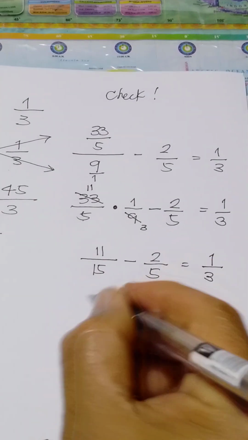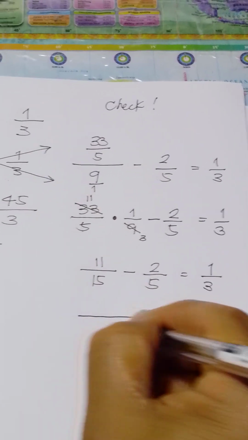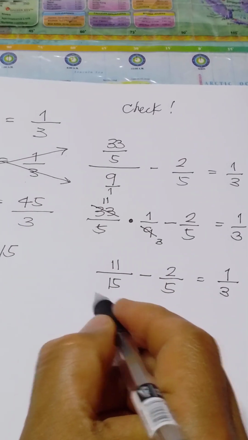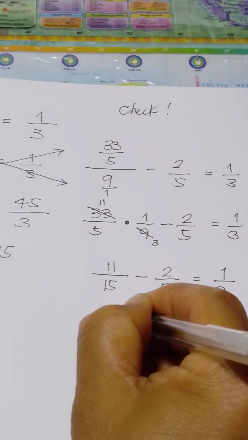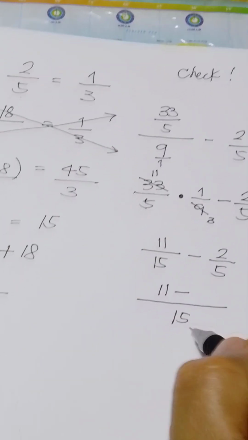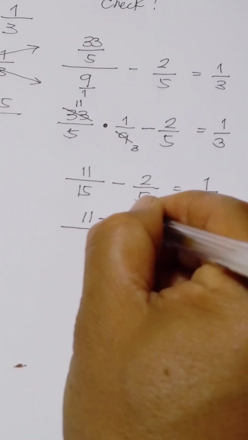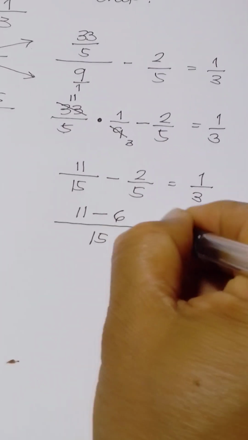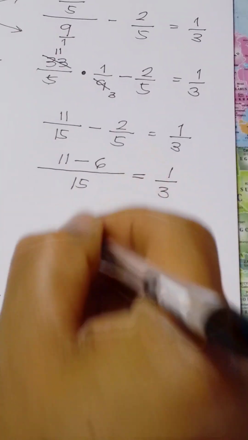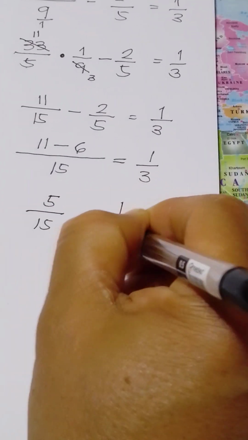Now 15 and 5. So what is now the LCD between 15 and 5? So that is 15. So 15 divided by 15, that is equal to 1. Then multiply by 11, 11. Copy the operation. And then 15 divided by 5, that is equal to 3, times 2 is equal to 6. Then copy 1 over 3. So what is 11 minus 6? So that is 5 over 15 is equal to 1 over 3.